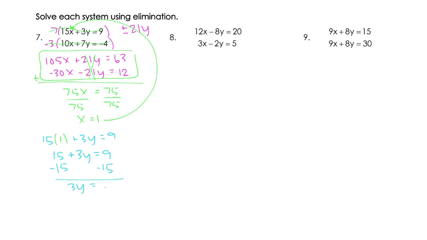3y equals negative 6. Divide both sides by 3, and y would be negative 2. So then our final answer here would be (1, negative 2).